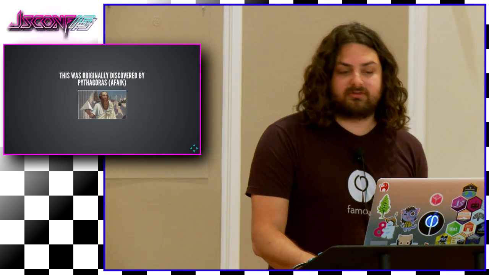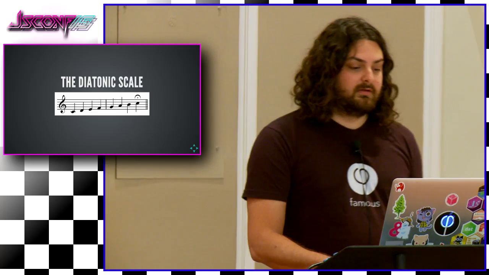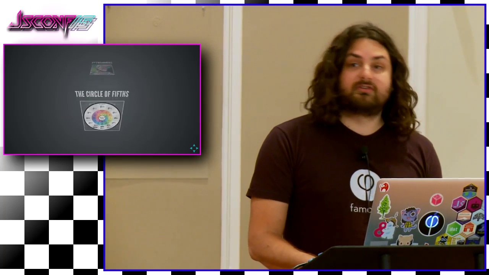And all of music is built on top of this idea. It was originally discovered by Pythagoras, as far as I know. And he discovered a lot of what we now know as the Western musical canon. The chromatic scale, Pythagoras. The diatonic scale, Pythagoras. The circle of fifths, Pythagoras.